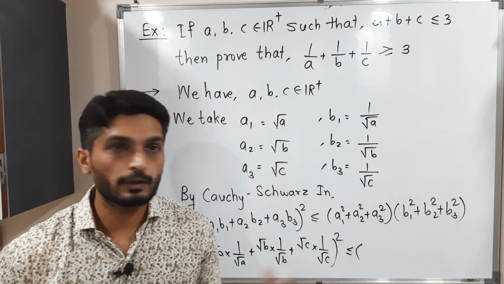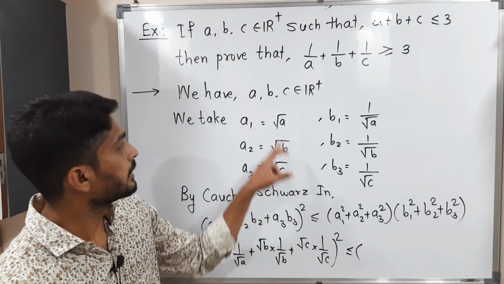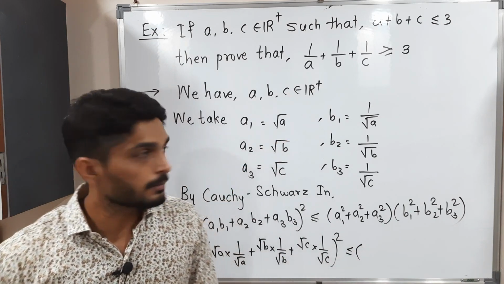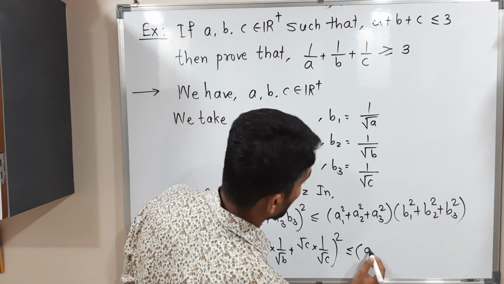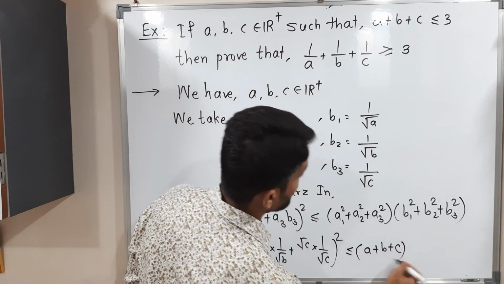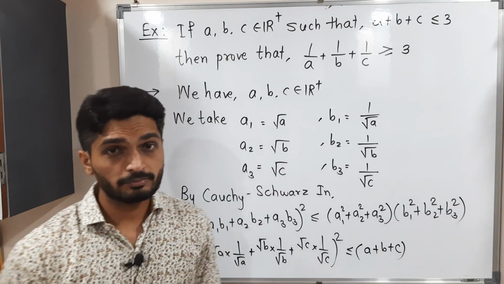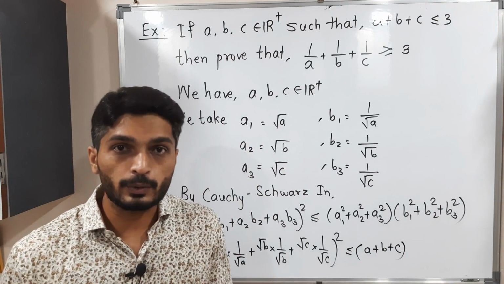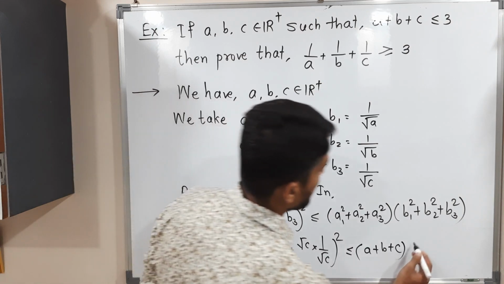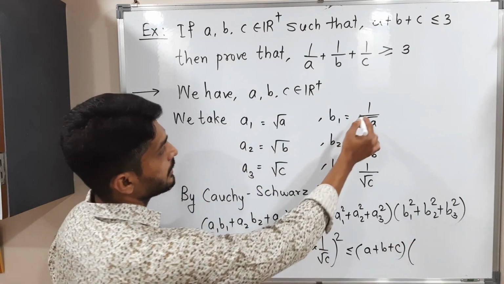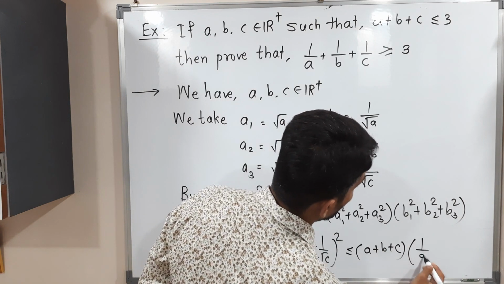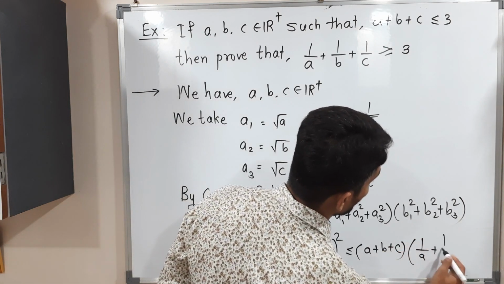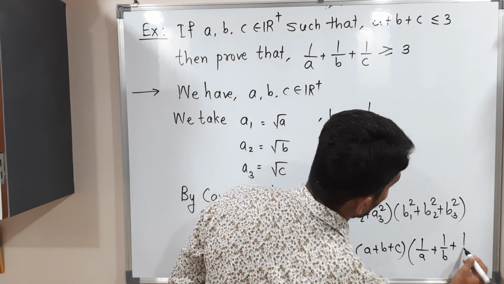So let us find the value of this first bracket, A1 square. If you take the square, the square root will get cancelled. So therefore, we can write A plus B plus C, since we are taking squares. Then B1 square: this is 1 upon root A, but we are taking the square, so that's why 1 upon A. Here B2 square means 1 upon B and B3 square means 1 upon C.